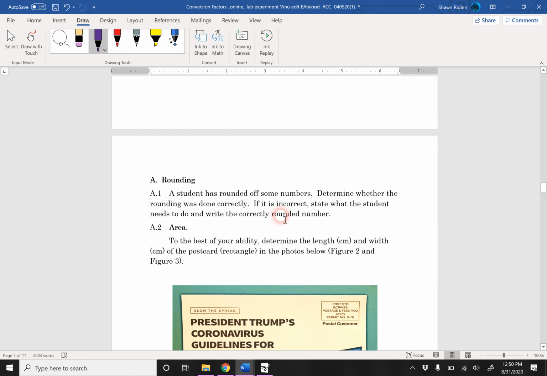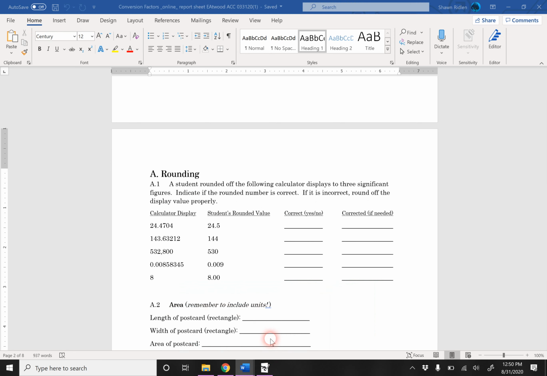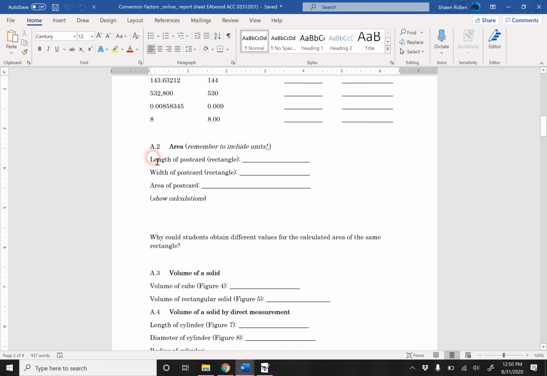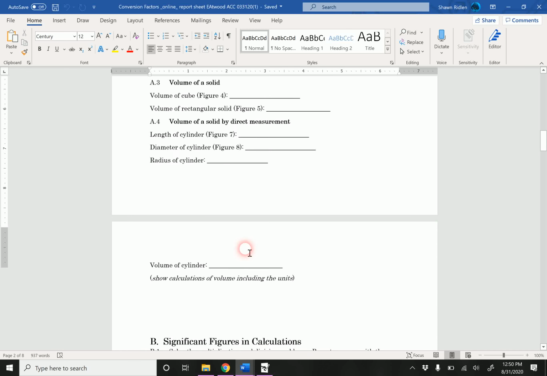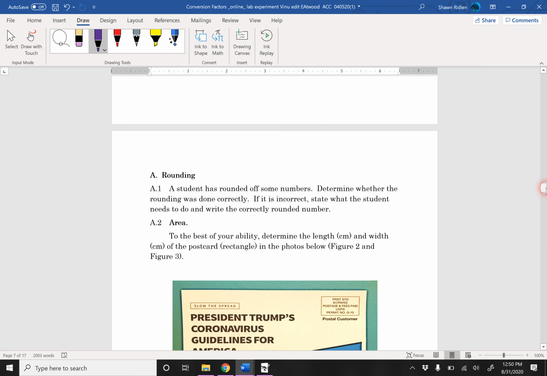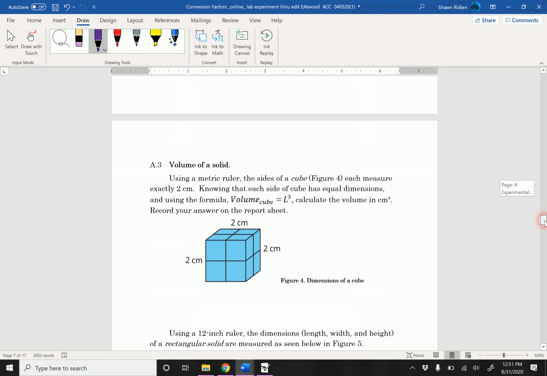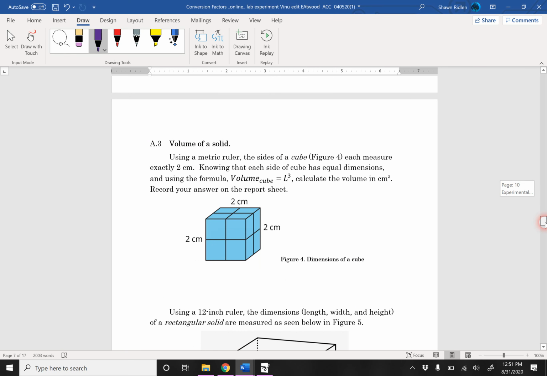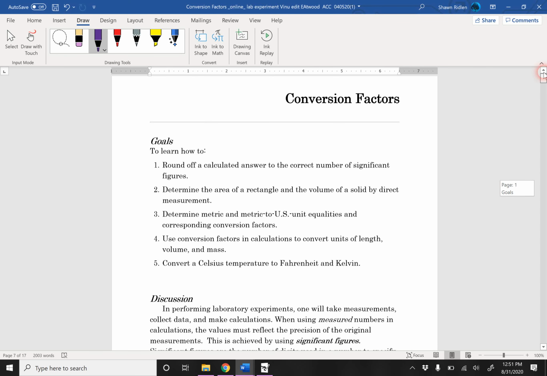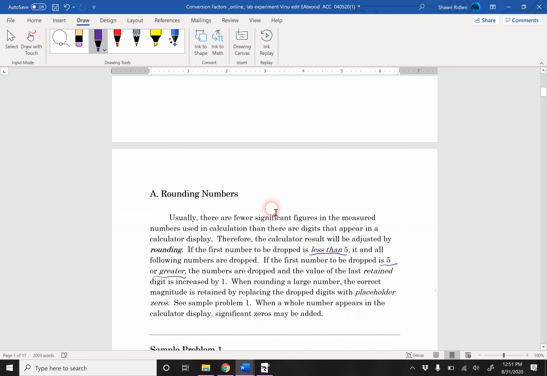Okay, so the report goes on and it gives you some tasks to do, and then you will come to your report sheet, and there's a section to put each one of your answers. I will let you go over that on your own, because I think now that we've gone over the basic rules, you should be able to handle this, no problem. And make sure you go over the discussion and everything on your own.